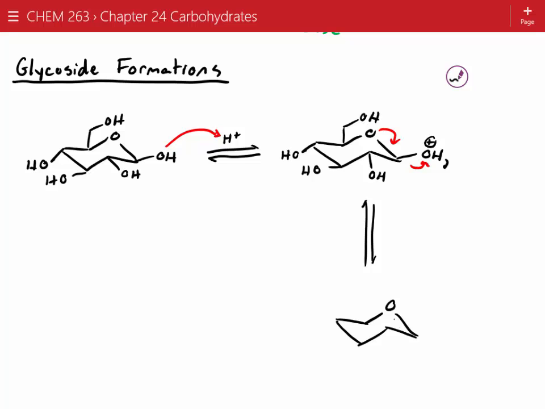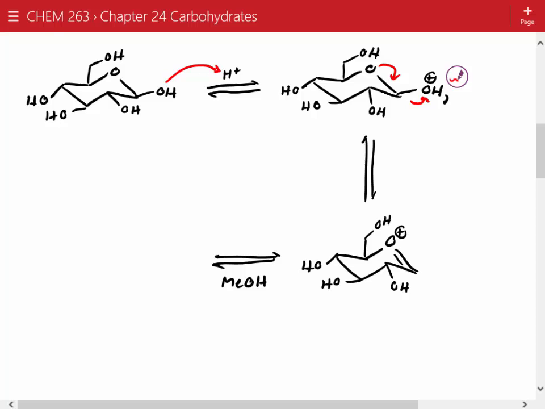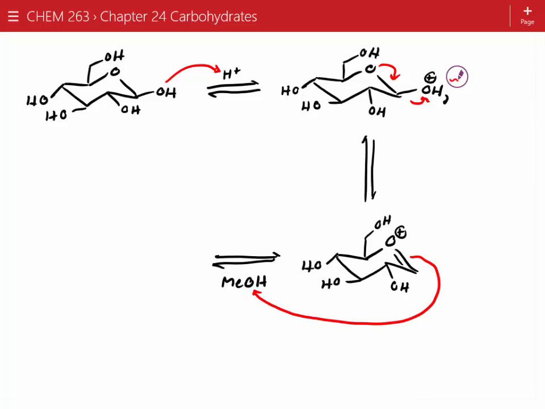So now we've got a double bond there, oxygen with positive charge. And so this is resonance stabilized, right? So we could draw resonance structures of this. And then in the next step, we could have methanol in solution. So this can go and attack our methanol.